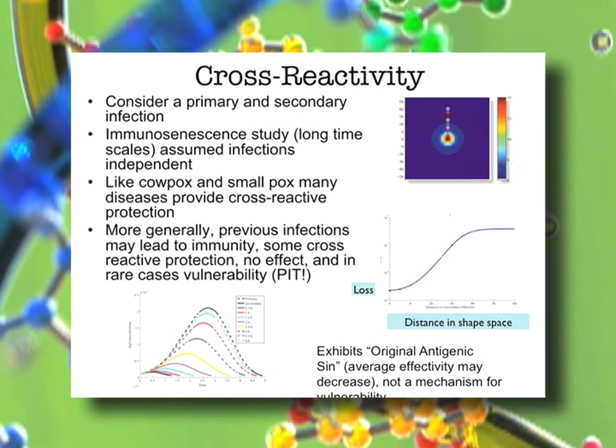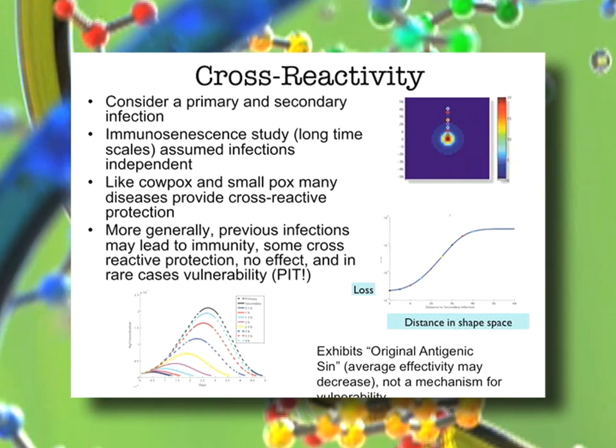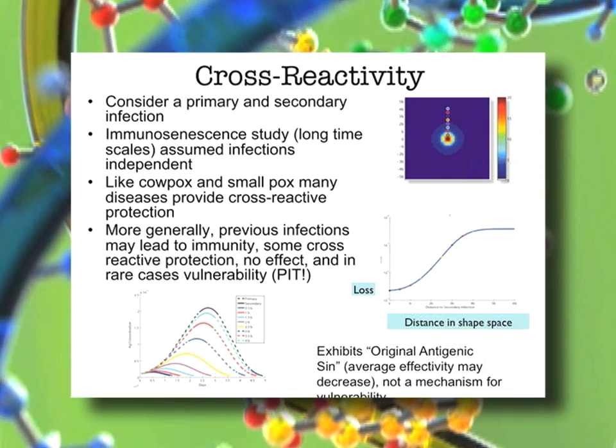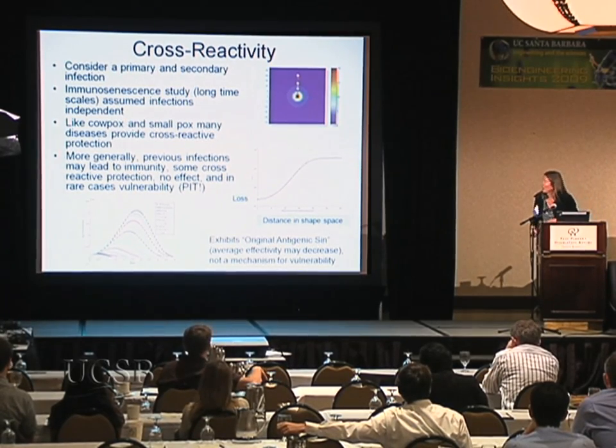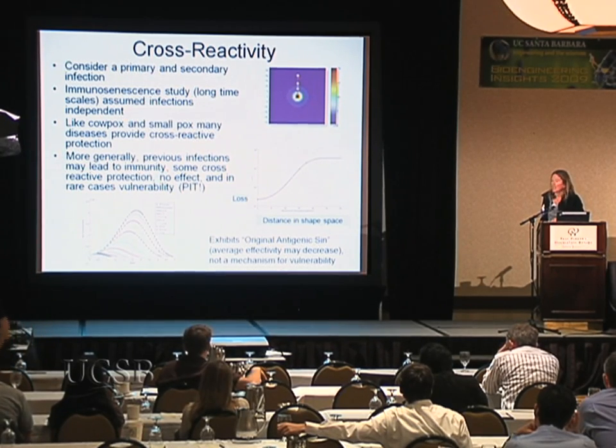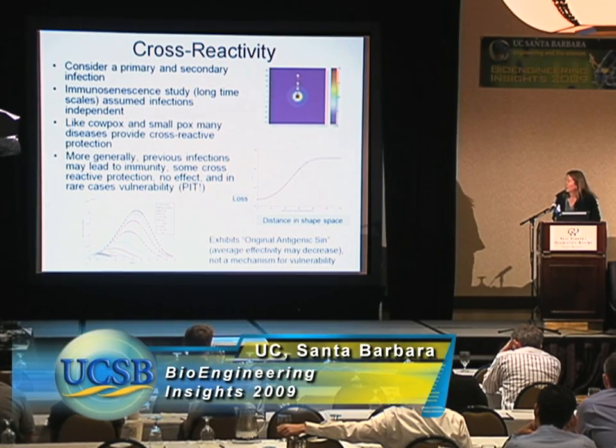And in fact, this is how the smallpox vaccine was discovered, through immunity of people who've been exposed to cowpox. More generally, if you have had a previous infection, it can lead to immunity to the next infection. It could give you some cross-reactive protection, and it could have no effect if these two infections have very little to do with each other. And in rare cases, it can lead to vulnerability.